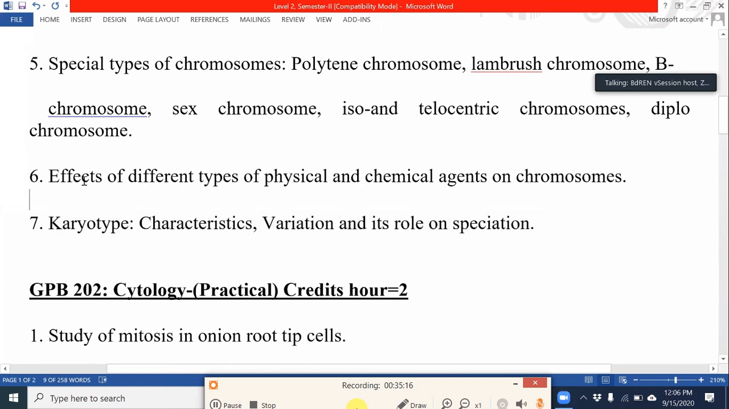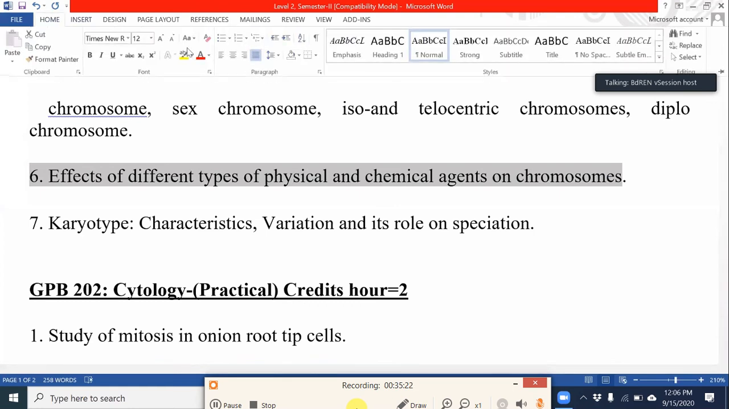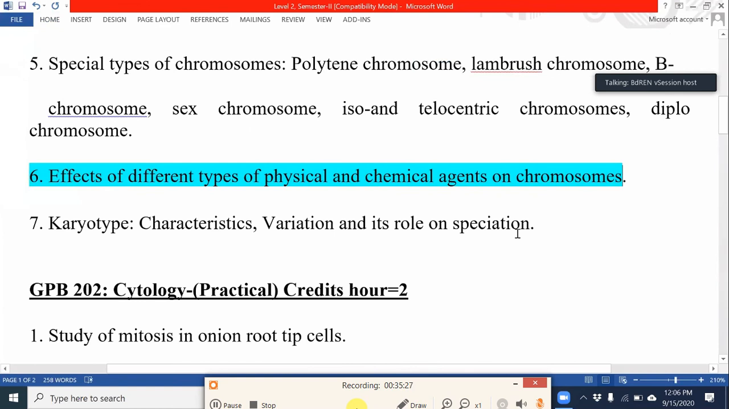Yes, sir. Okay, so these topics, effects of different types of physical and chemical agents on chromosome, this is not yet discussed. It will be taken by Professor Hasanujaman Rots.